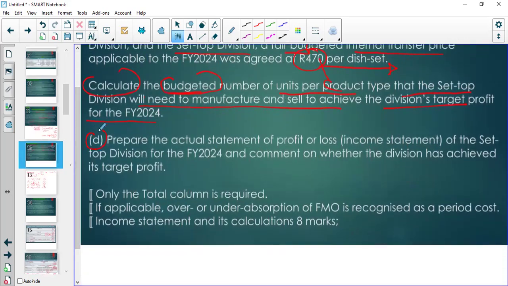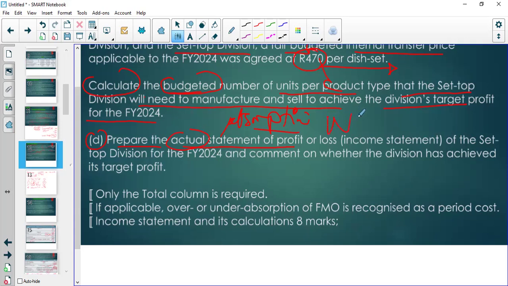Then we are required to prepare the actual statement of profit or loss. Remember now, that is where you need to remember that the costing system is absorption costing. And the format has to follow absorption costing. And because this is the actual statement, you're going to include your over or under absorption and other items.